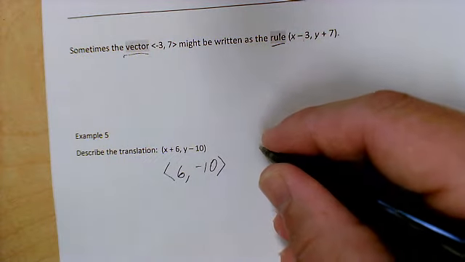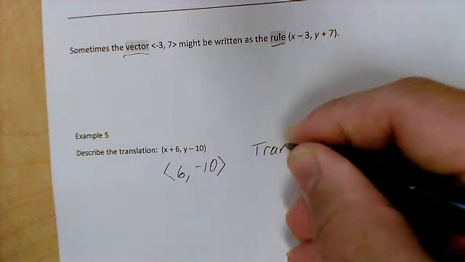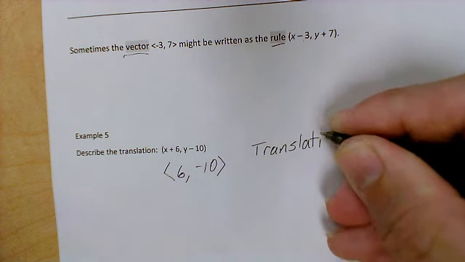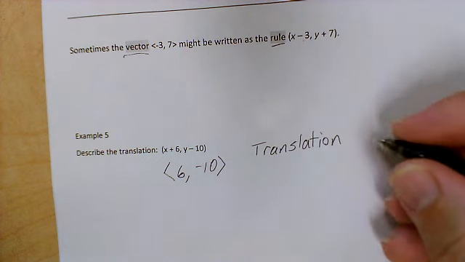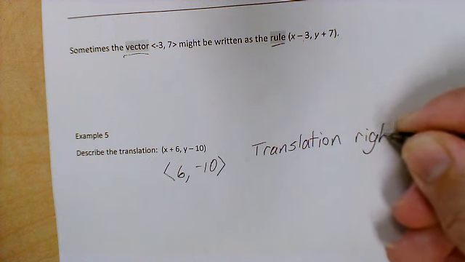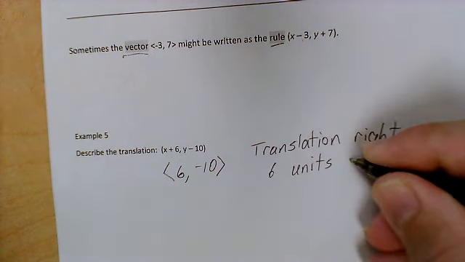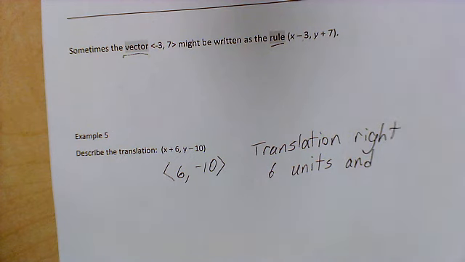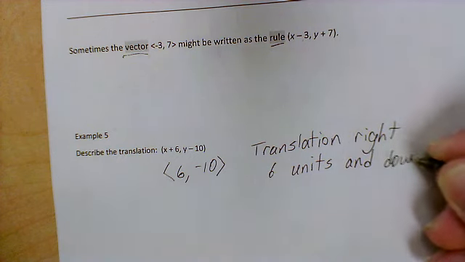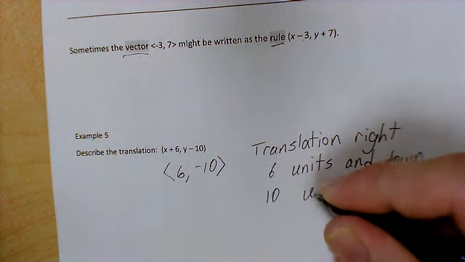Now if you wanted to describe it, you could say a translation right 6 units and this went down since it was negative 10 units.